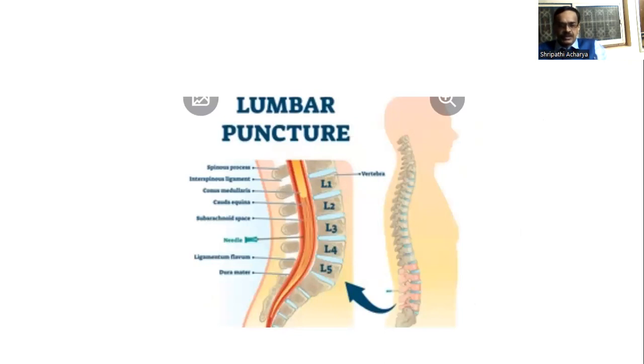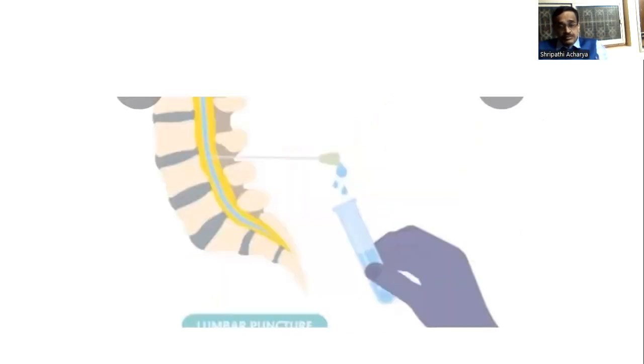We are passing a spinal needle and taking fluid, cerebrospinal fluid. You can see the spinal needle is passed into the particular space, L2 L3 level, and the cerebrospinal fluid is collected. We can have an idea about the intracranial pressure by seeing the flow of CSF in the needle drop.